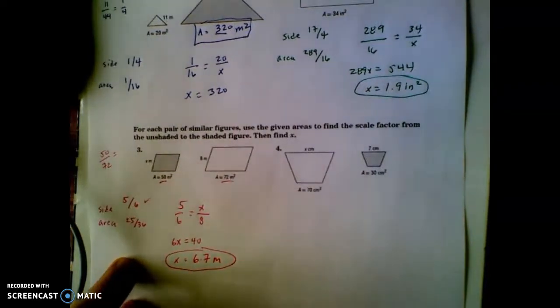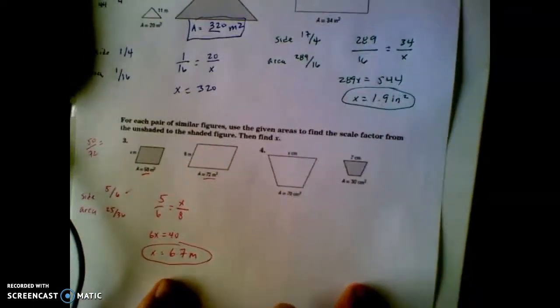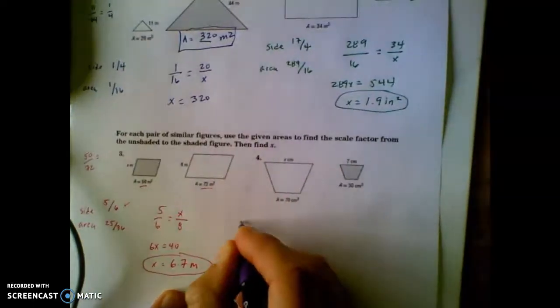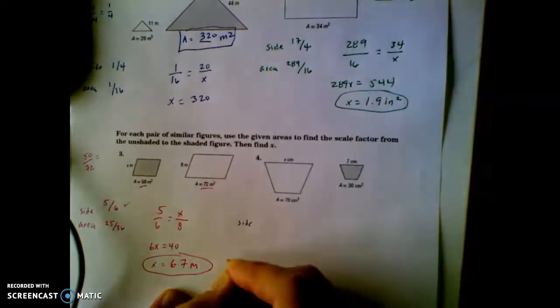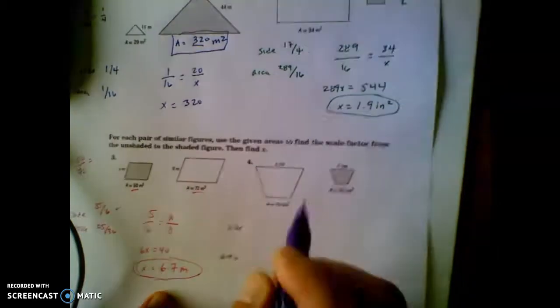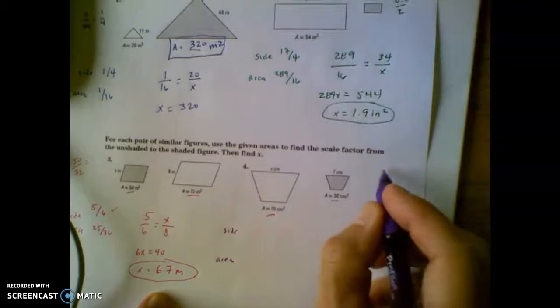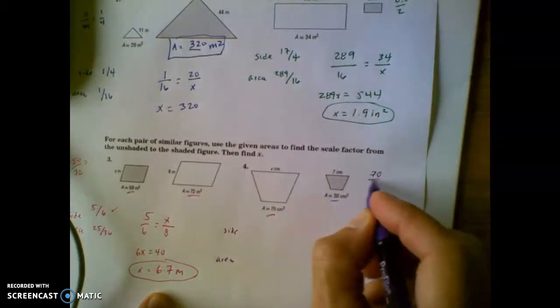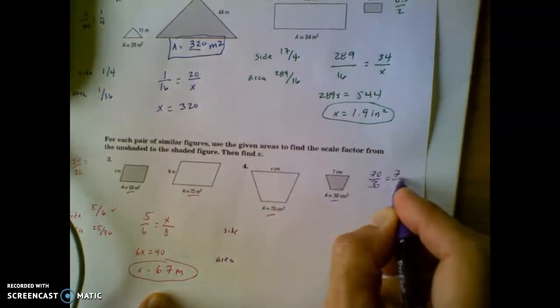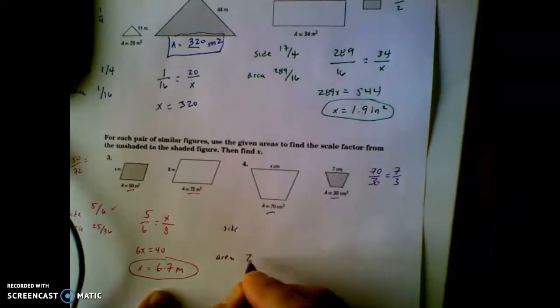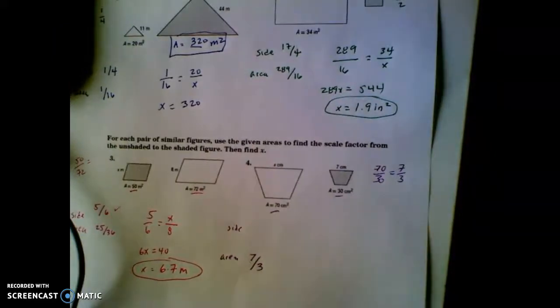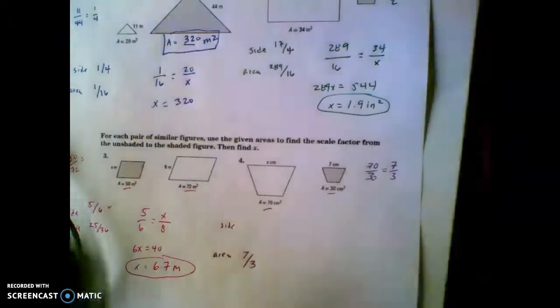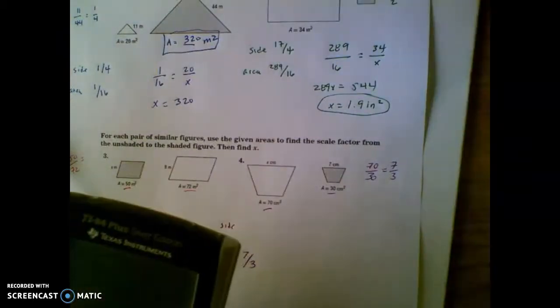All right, lastly, on number 4, again, I'm missing a side. I still need a side ratio and an area ratio. I can get the area one because I have the areas. They're going to be 70 to 30. That's going to go down to 7 to 3. So that is my area ratio. So now the ratio of the sides, I have to square root those. Those aren't perfect squares. So let's see here.